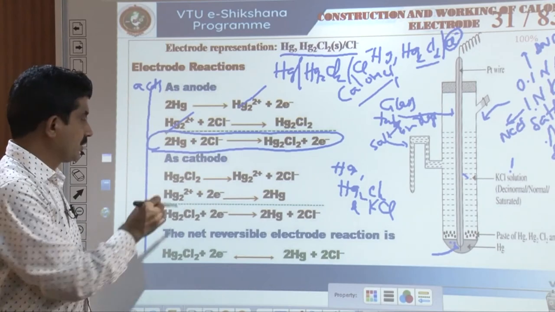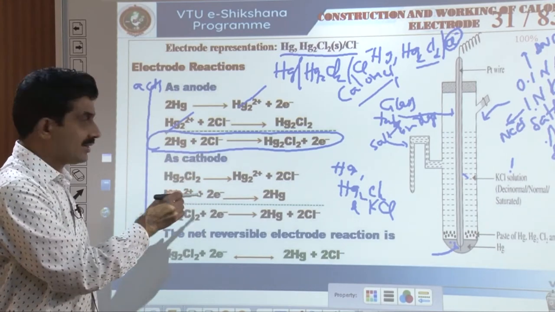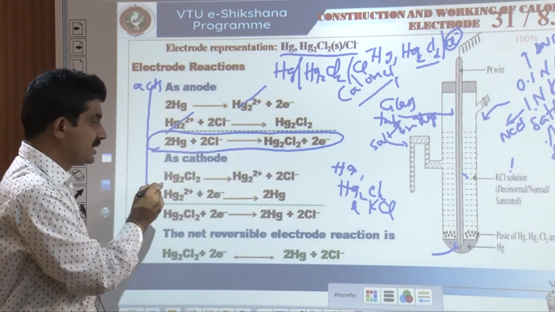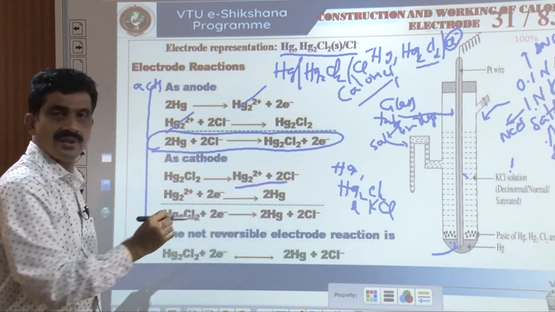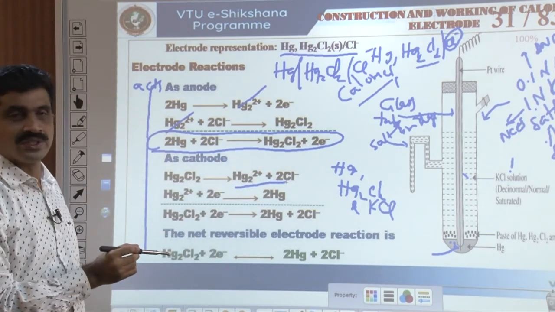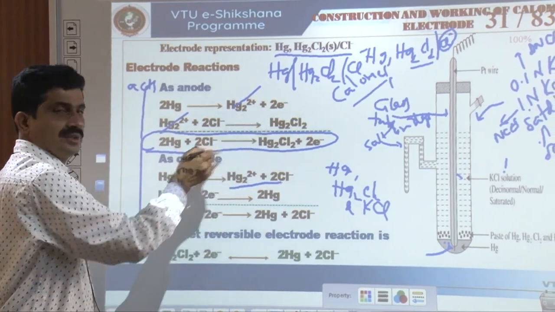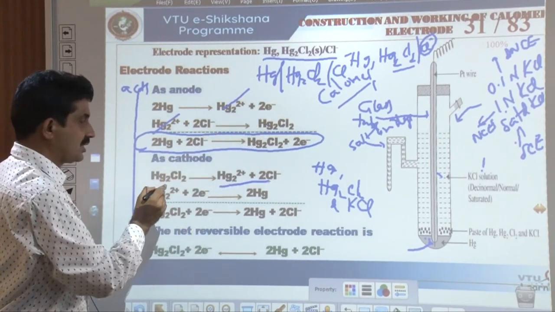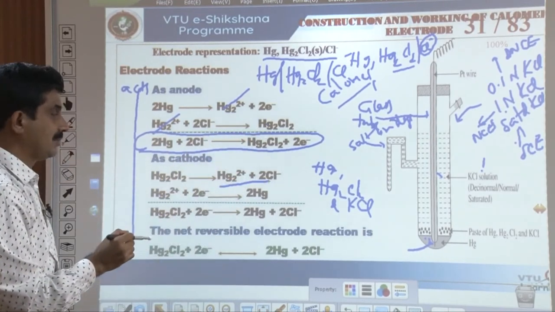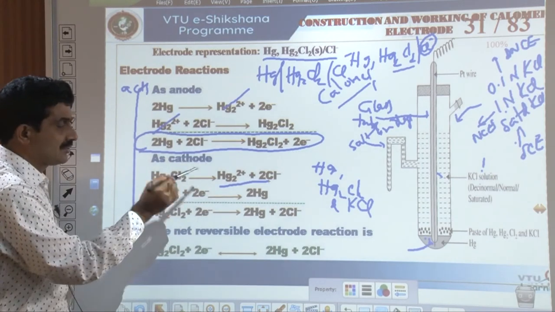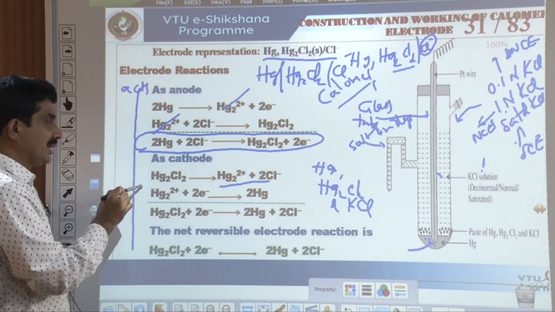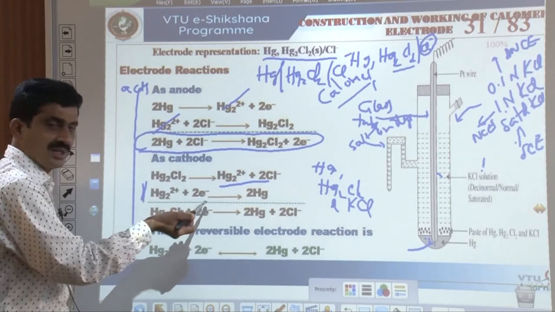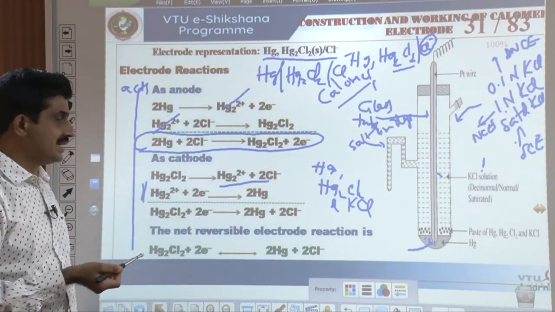It may act as cathode as well. So what will be that reaction? If the calomel electrode acts as cathode, Hg2Cl2 decomposes into Hg22+ plus 2 Cl minus, the exact reverse of this reaction. Then this Hg22+ combines with the electrons. Since the cathodic reaction is always reduction, reduction occurs. Hg22+ combines with the electrons, so that Hg is formed.